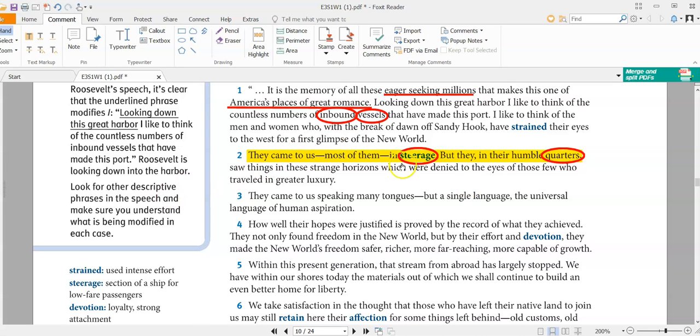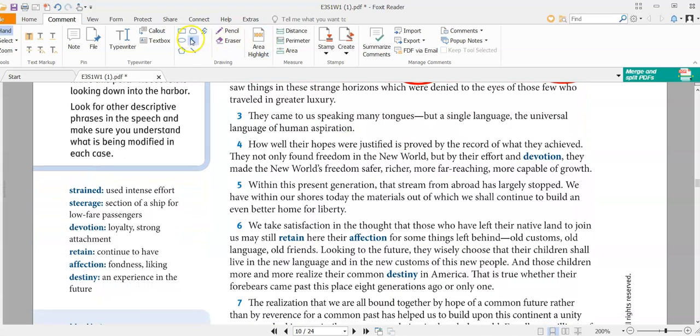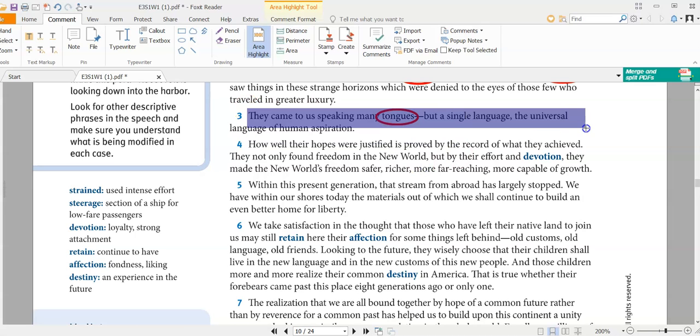So that's what they're talking about when it said denied to the eyes of those few who traveled in greater luxury. And then they came to us speaking many tongues. Tongues is another word for languages. But a simple language, the universal language of human aspiration. So this has to do with the immigrants as well.